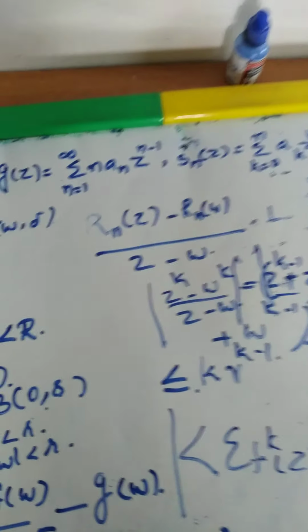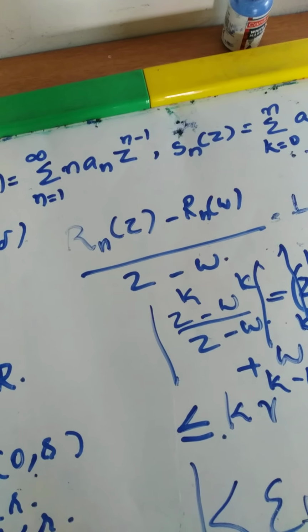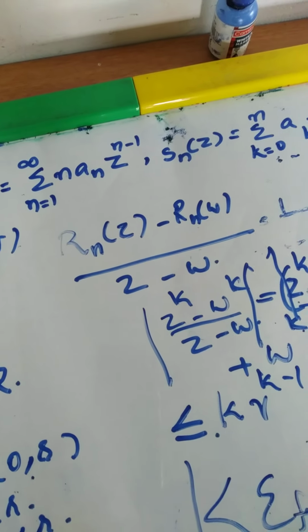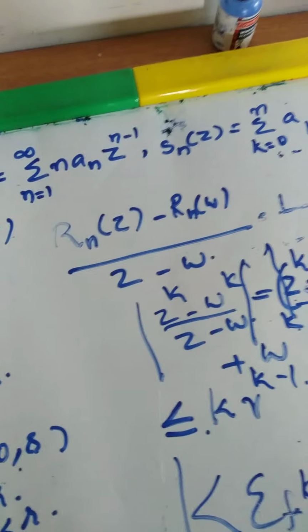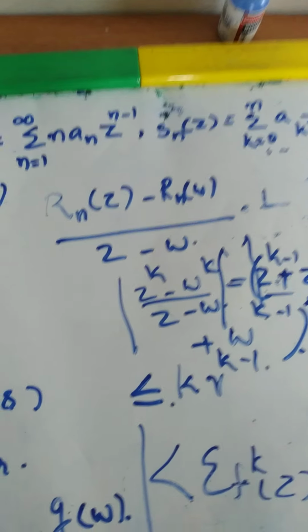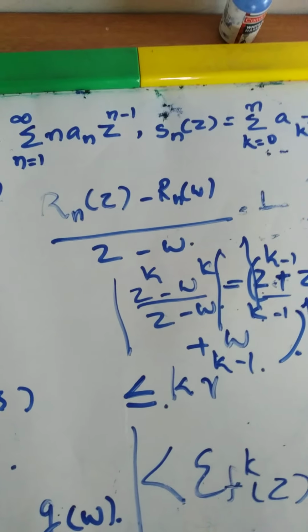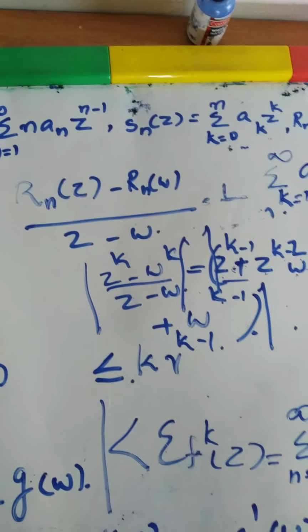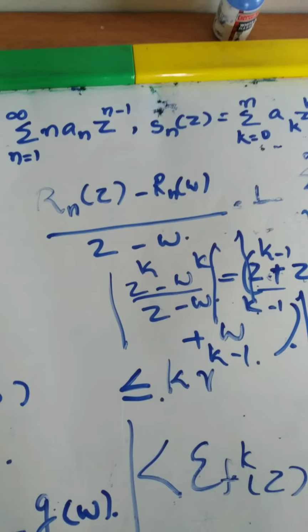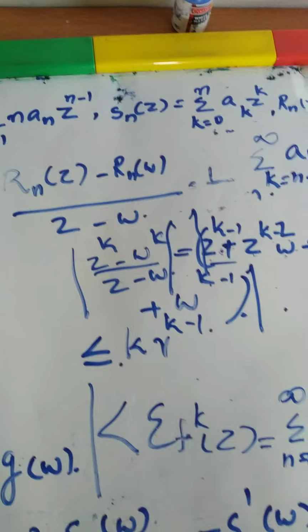Now we move to your previous expansion. So you obtain that modulus of z raised to k minus w raised to k divided by modulus of z minus w is less than or equal to k into r raised to k minus 1. So what about your Rn of z?